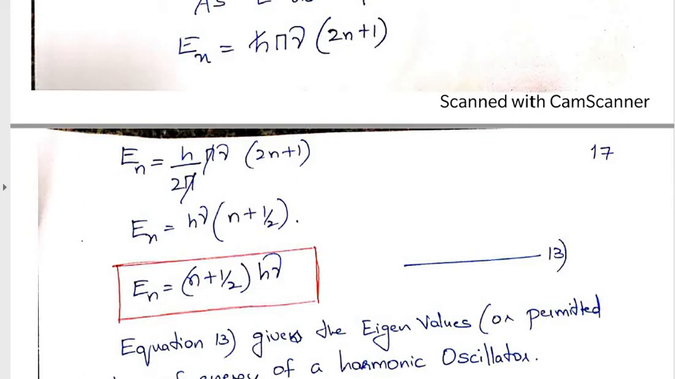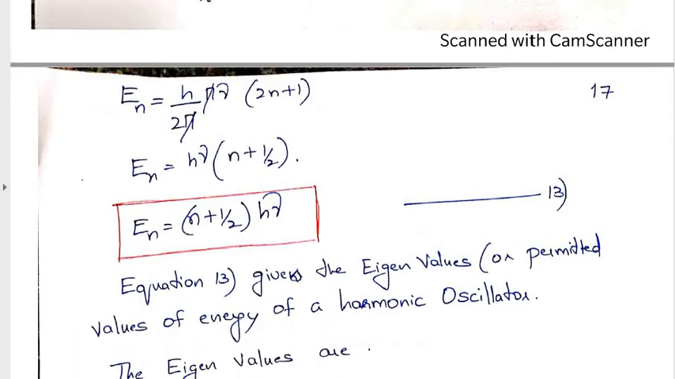Nu, the frequency of oscillation, is also a constant. So E, the energy, depends only on the integer n. So therefore you have En to be equal to n plus half into h nu. So En therefore gives the eigenvalues of energy. They are discrete permitted values of energy of the harmonic oscillator.